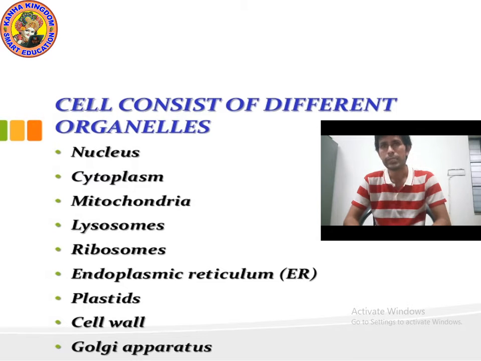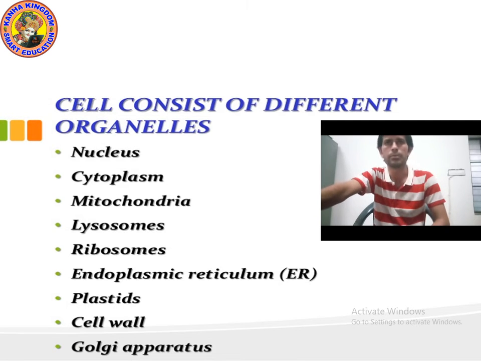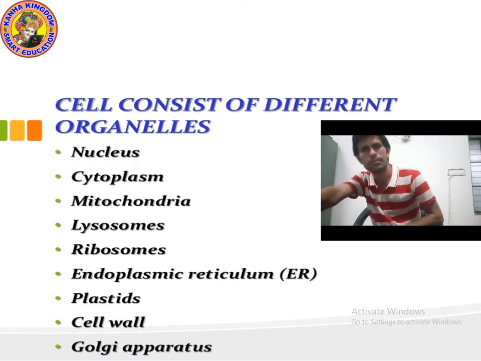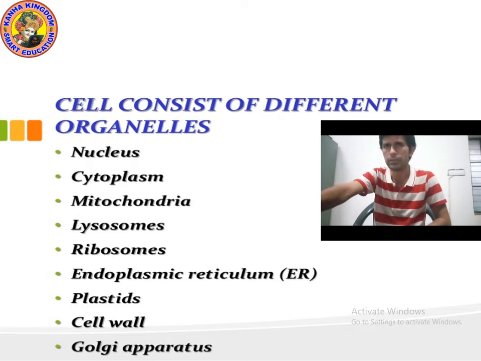You can see the nucleus, which is the center part. Cytoplasm is a jelly-like substance. Mitochondria is known as the powerhouse, because respiration takes place in mitochondria and energy is produced here. Mitochondria is a plural word. Lysosome, the suicidal bag. Ribosome is the place where protein synthesis occurs.